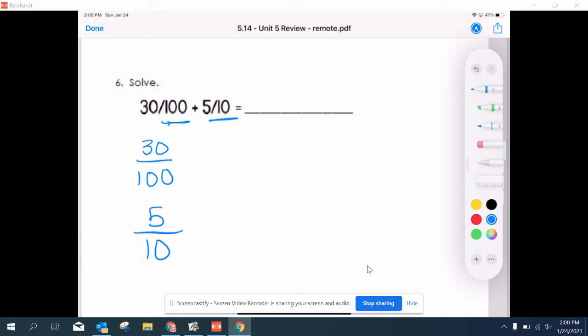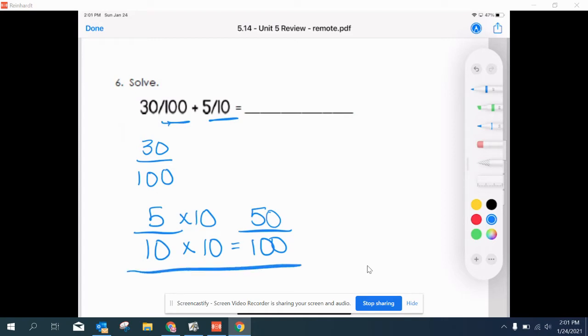So I know that 10 can become 100. How do I do that? I know that 10 times 10 equals 100. And our rule is whatever you do to one part of the fraction, you have to do to the other part. So I have to take my 10 again and multiply it to my numerator. 5 times 10 is 50. Oh, I can make 30 over 100 add to 50 over 100. I can do that. So let's go ahead and add 30 plus 50.